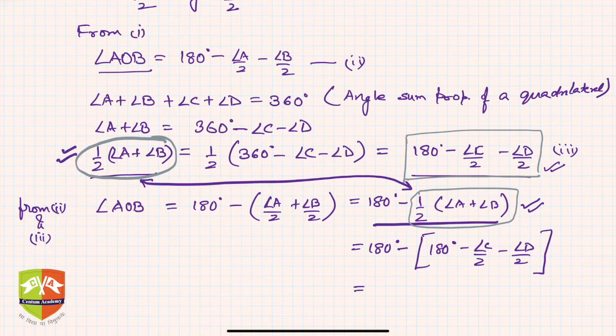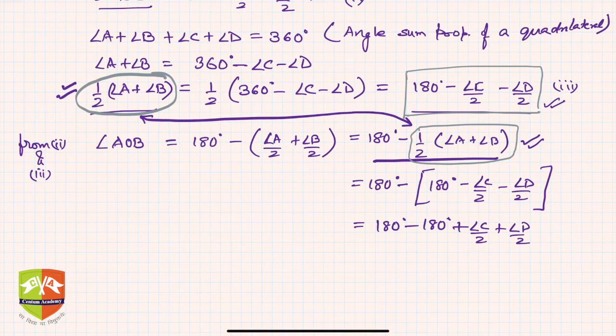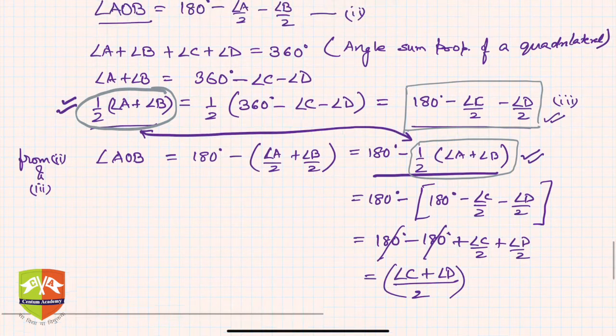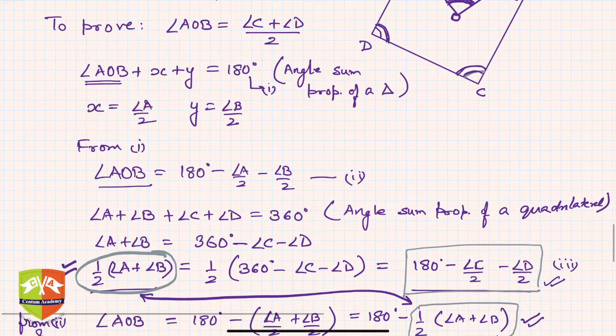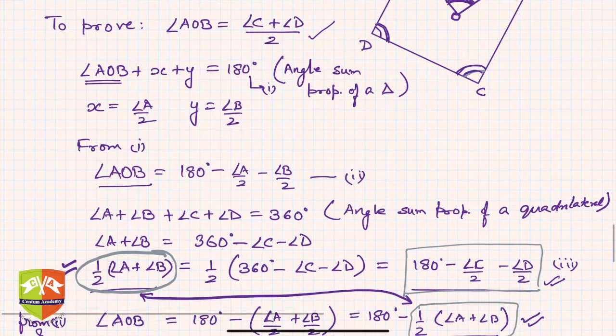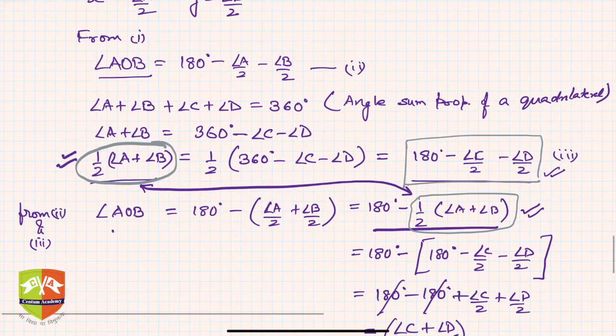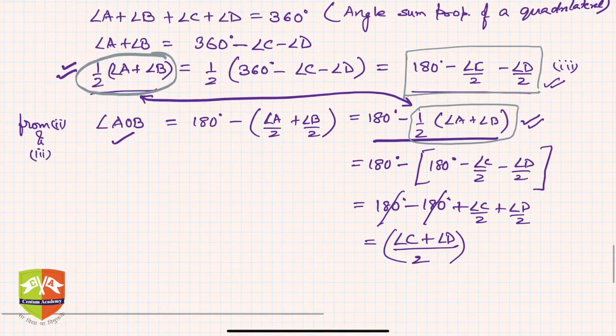So hence, what is the final result? It is 180 degrees minus 180 degrees plus angle C by 2 plus angle D by 2, isn't it? Just multiplying by the minus sign, this goes off. So hence you can say it is angle C plus angle D by 2. And if you notice, this is what we wanted to find out. Angle C plus angle D by 2 is angle AOB. So again, angle AOB is angle C plus angle D by 2. And hence I write, hence proved.